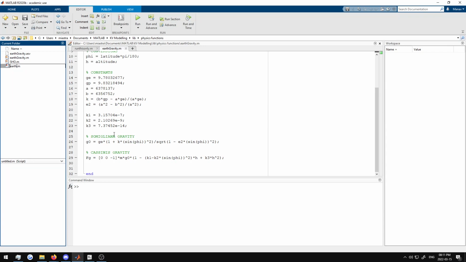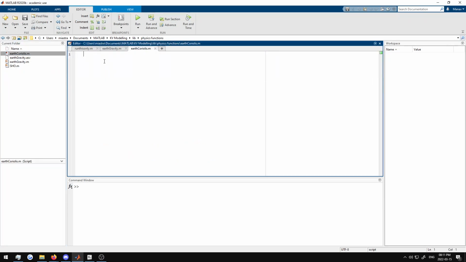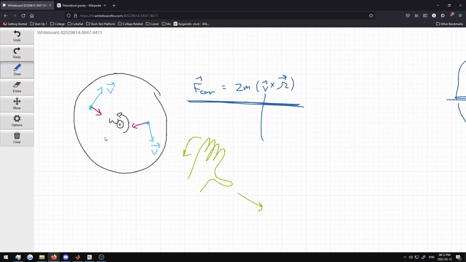We're going to call this Earth Coriolis, and let's just do this function fcor is equal to Earth Coriolis, and then the inputs are going to be some velocity vector, some latitude, and some mass, right? And the latitude will matter simply because the latitude determines what this spinning is, right?